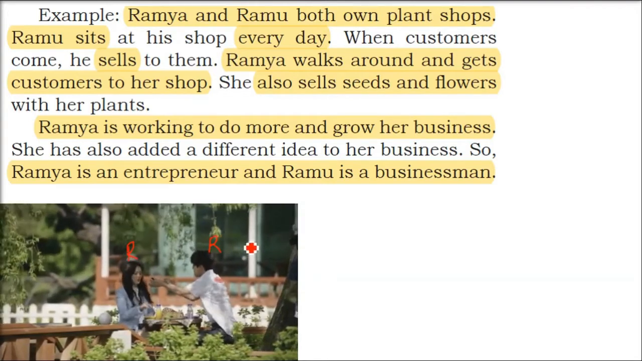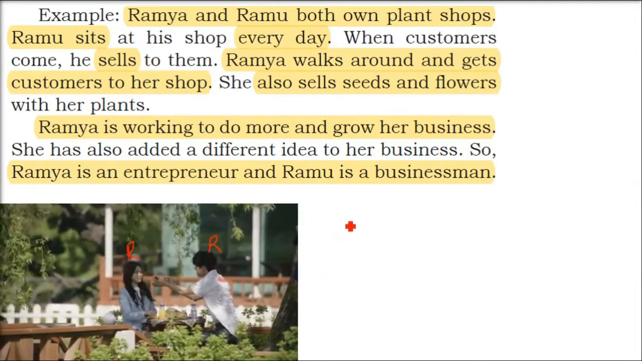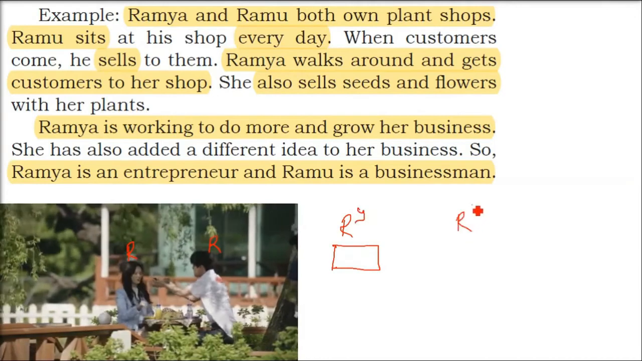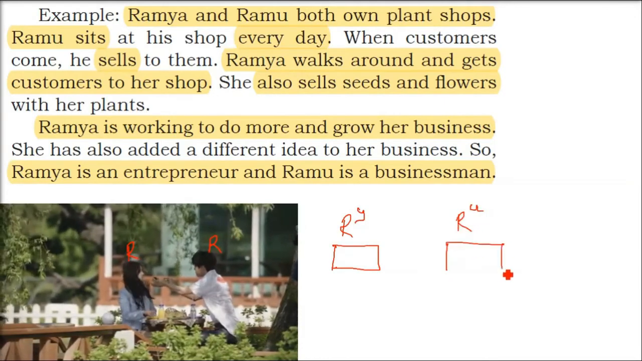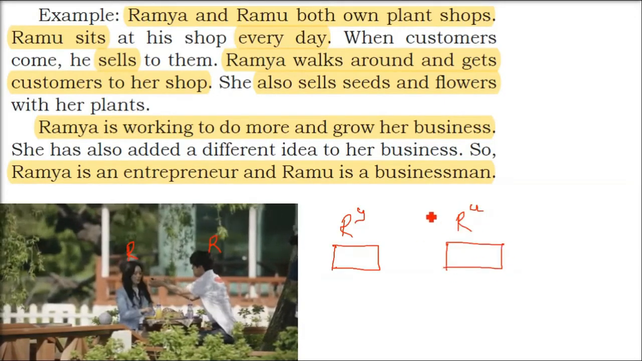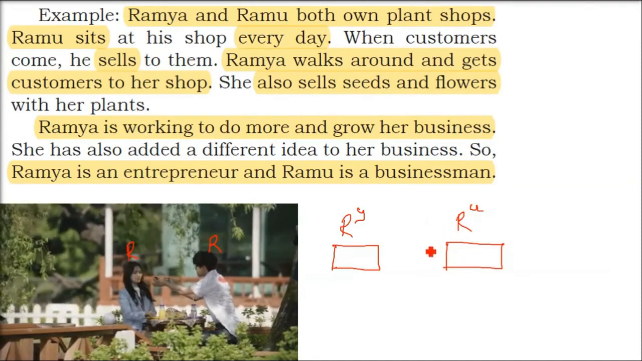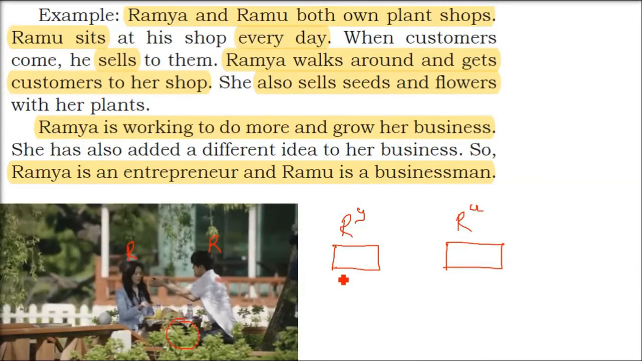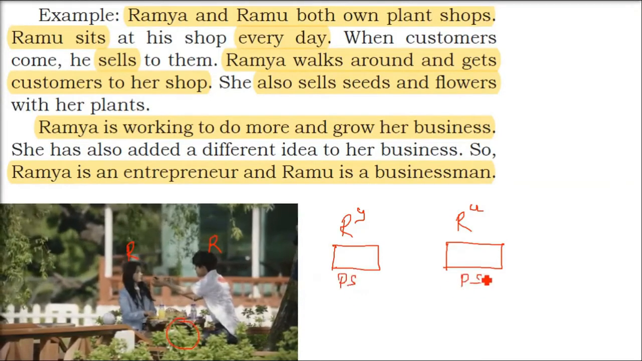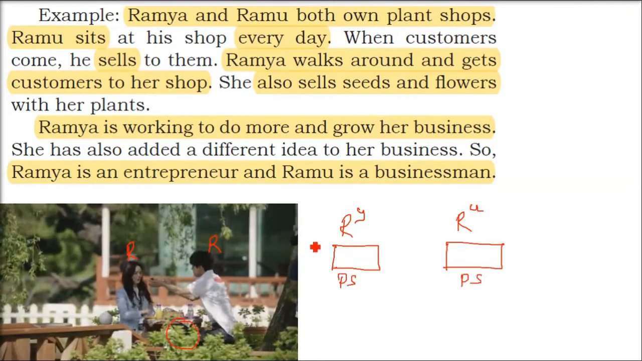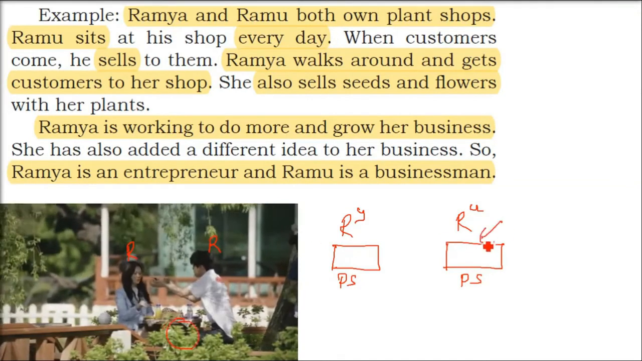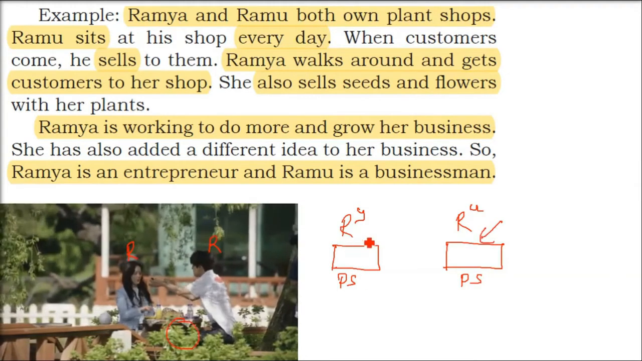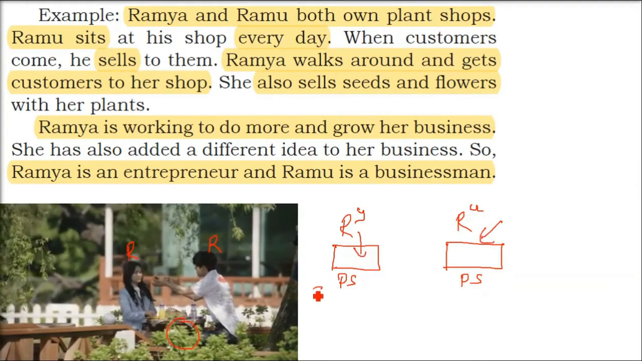They both own a shop which sells plants. Plants, basically flower plants, fruit plants and show plants. So they both have a plant shop that is similar. Ramu comes every day, sits and sells. But Ramya doesn't do that.